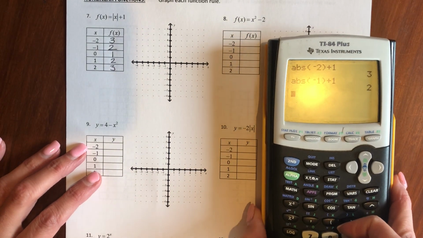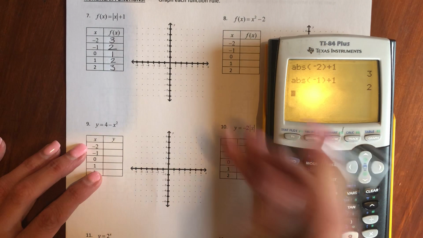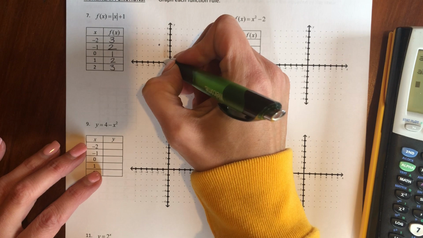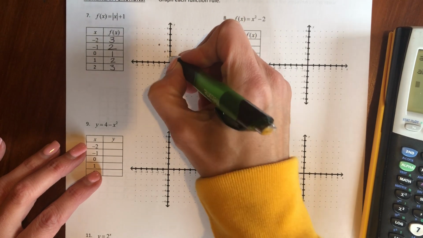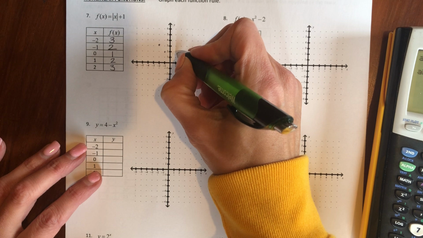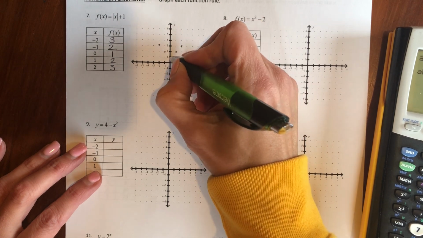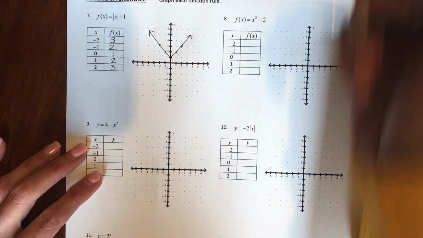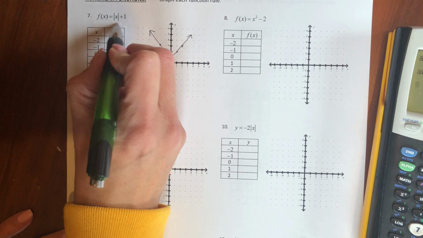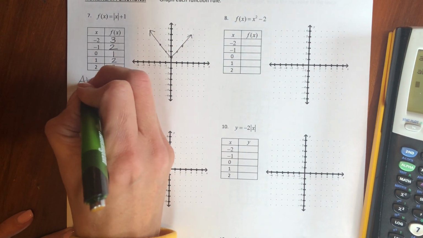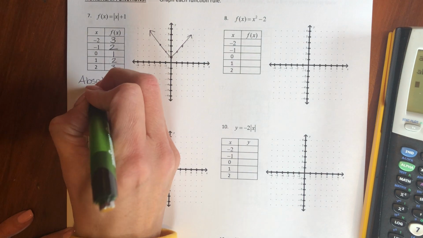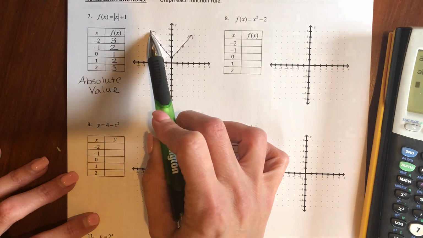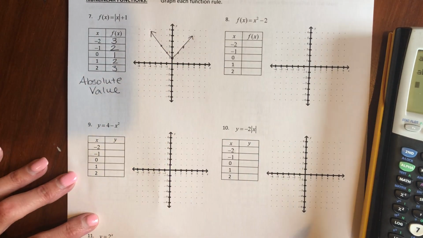But I'm going to go ahead and graph it. So I'm going to plot all my points. So -2, 3, -1, 2, 1, and so on. And notice that it makes that V shape. This is the absolute value. I know because I see absolute value signs here. This is the absolute value function. Remember what we said earlier, absolute value functions make that V shape. All right, let's try another one.